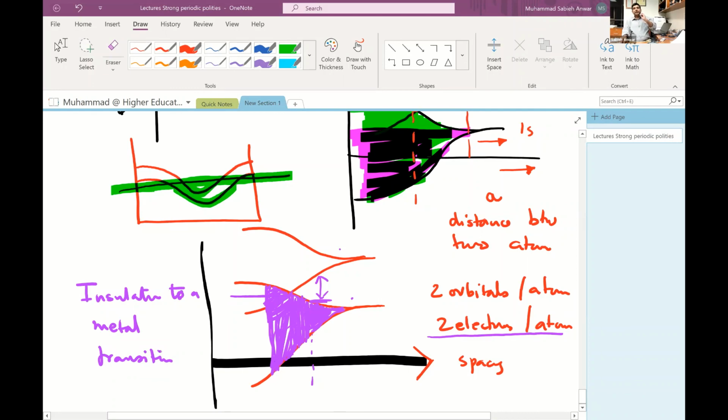So even with divalent atoms, if you have more than two orbitals and they start forming overlapping bands, you can still have a metal in one dimension as well. So this is the tight binding model that I wanted to discuss. The tight binding model also gives rise to bands, and there are energy gaps at the band edges.